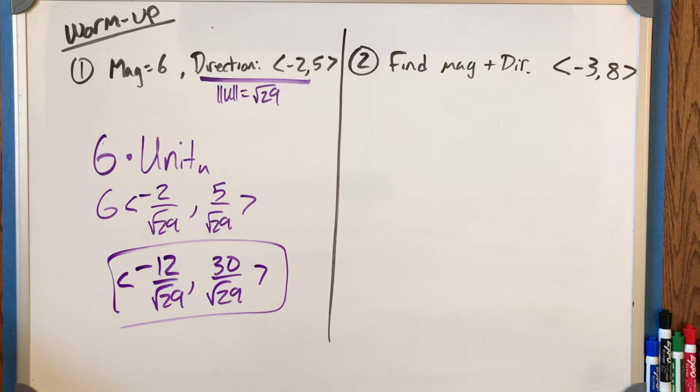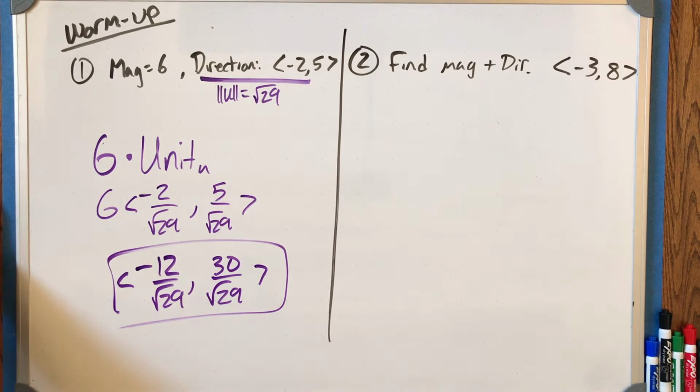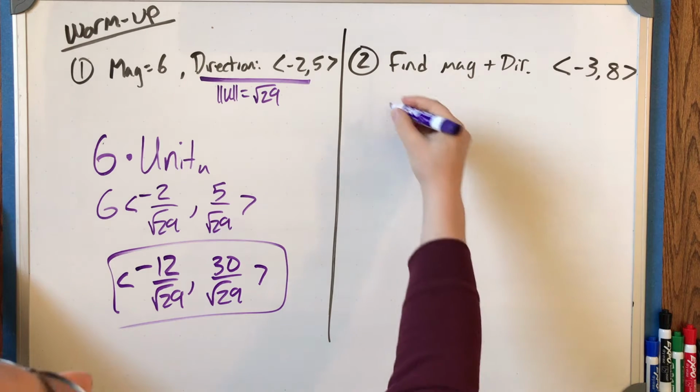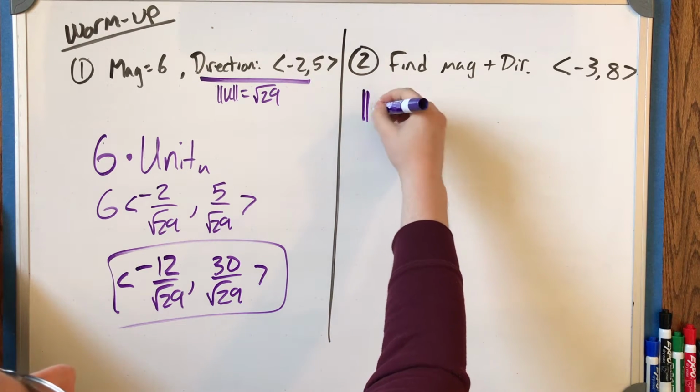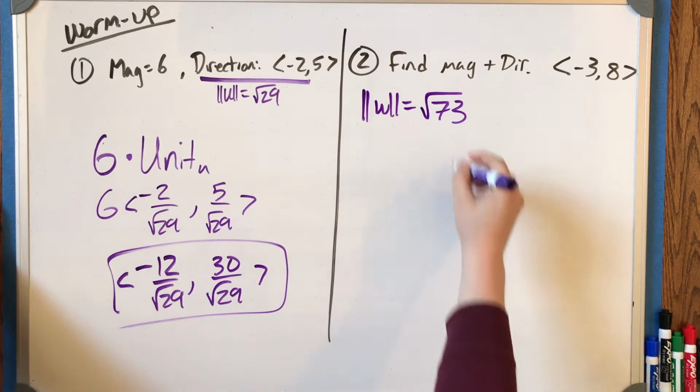For example 2, find the magnitude and direction angle of this vector. So magnitude, that's pretty straightforward, right? I'm just going to be doing 3 squared plus 8 squared. So the magnitude of this vector is going to be the square root of 73.